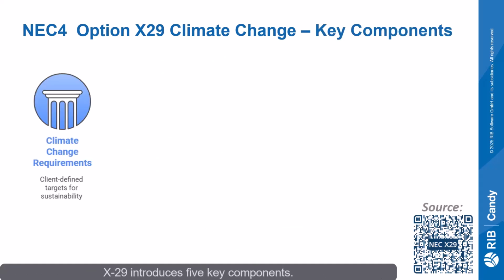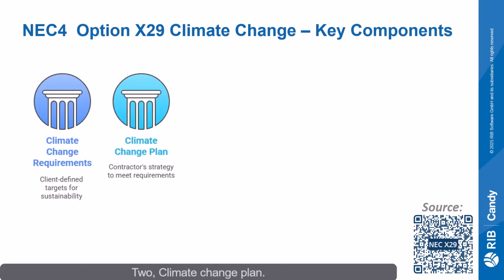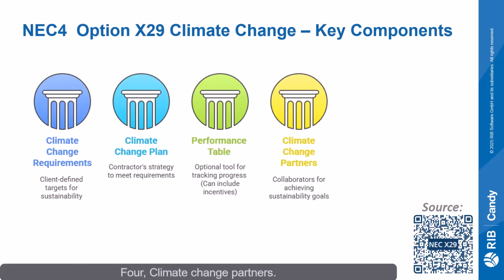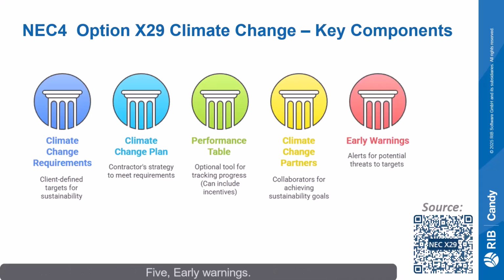X29 introduces 5 key components. 1. Climate change requirements. Defined in the scope, these are mandatory sustainability obligations. 2. Climate change plan, a contractor-led strategy outlining how the requirements will be met. 3. Performance table, optional KPIs with incentives or penalties tied to carbon targets. 4. Climate change partners, stakeholders identified for collaboration throughout the project. 5. Early warnings, required if anything threatens the achievement of climate targets.